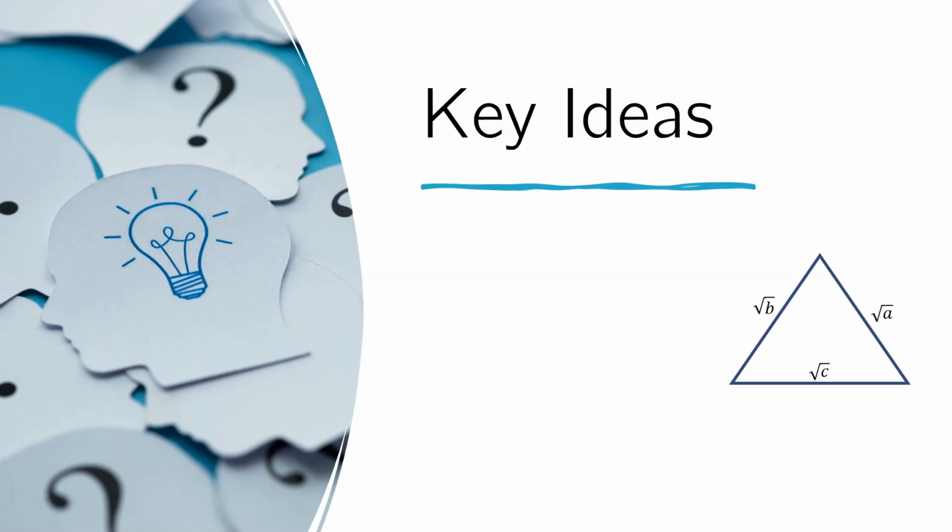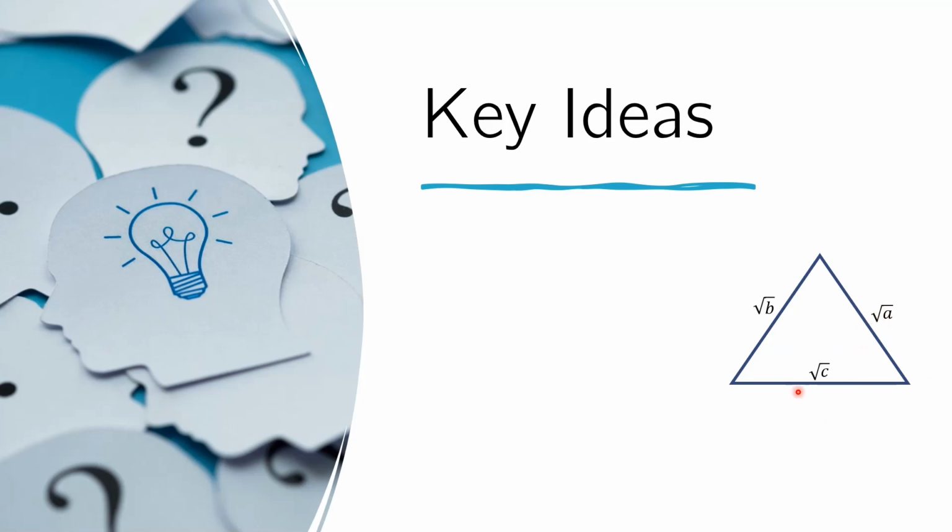Let us now review some key ideas that may be helpful in solving this problem. First is the triangle. So here we just made a general triangle, it's not drawn to scale. And then we label each side square root of A, square root of B, square root of C. The label can go anywhere. In my case, I just labeled it this way. And now we want to think about when a triangle is possible and when it is not possible to have a triangle given these side lengths.